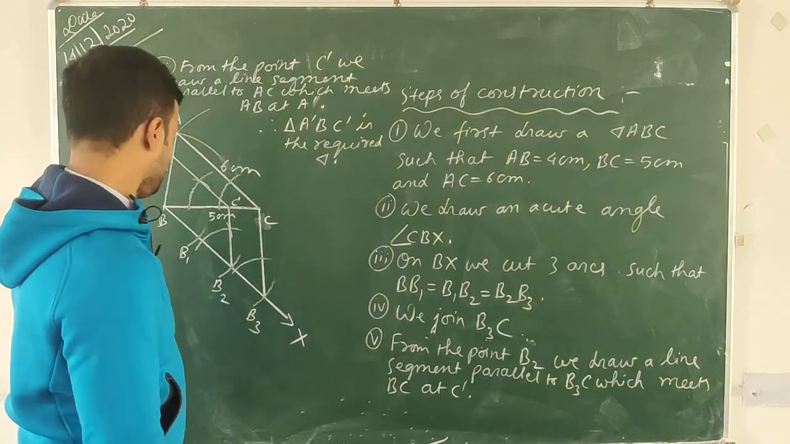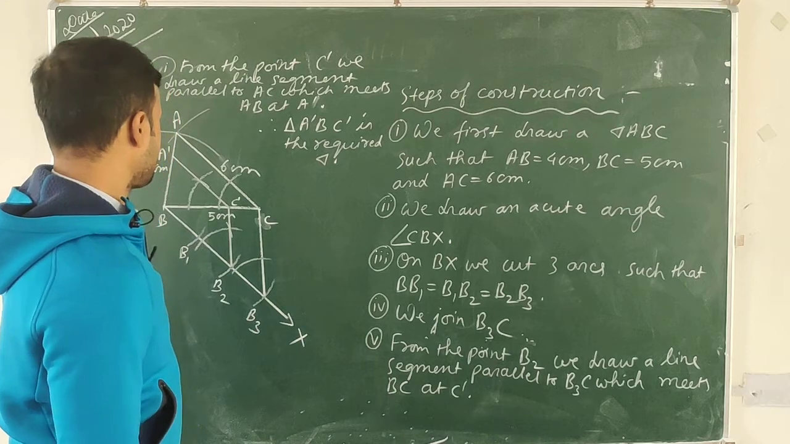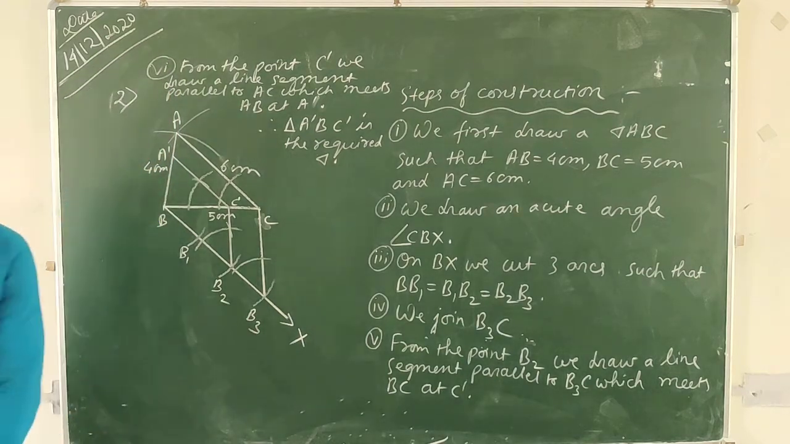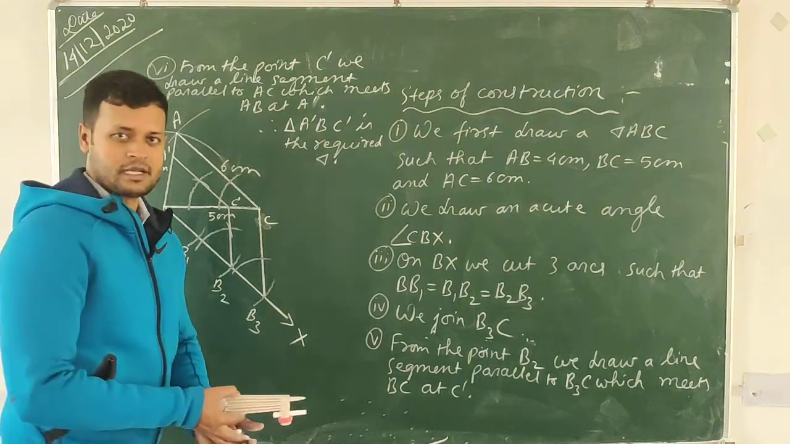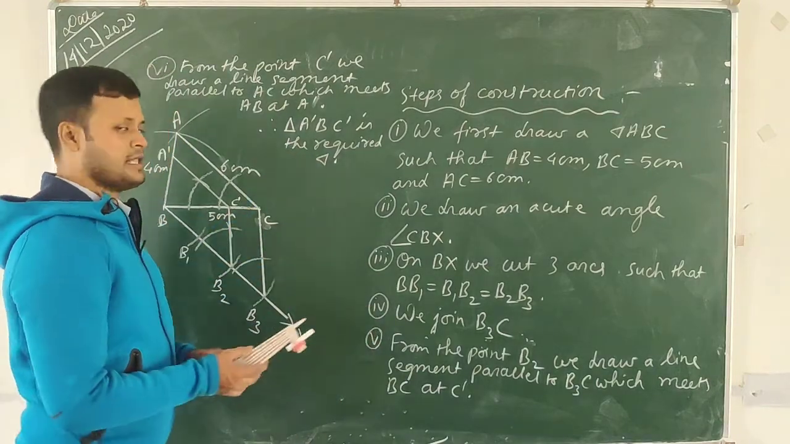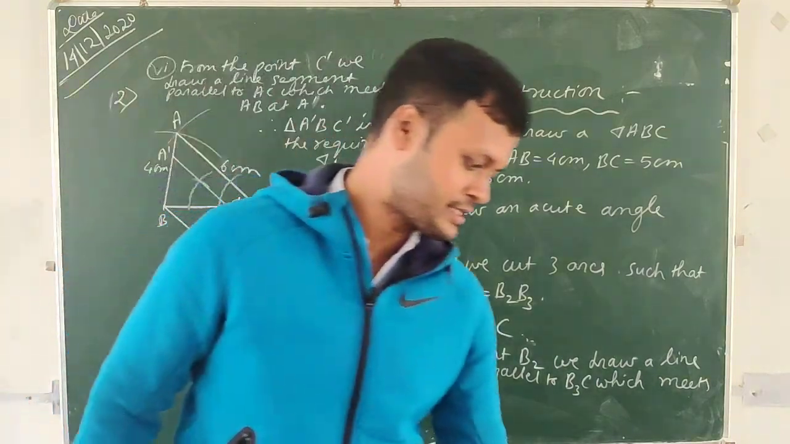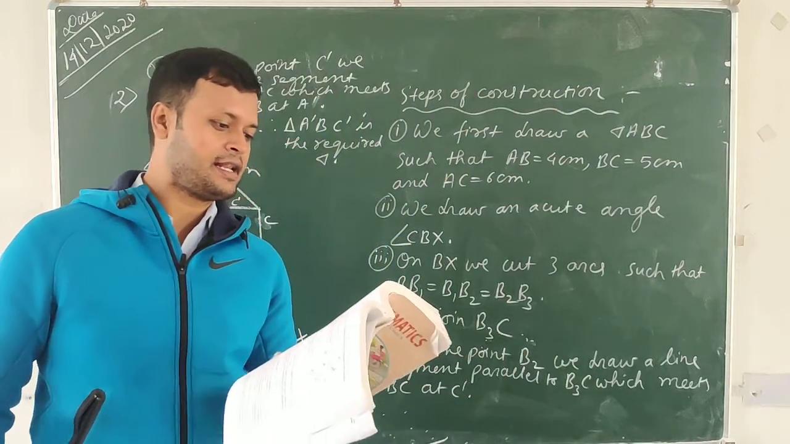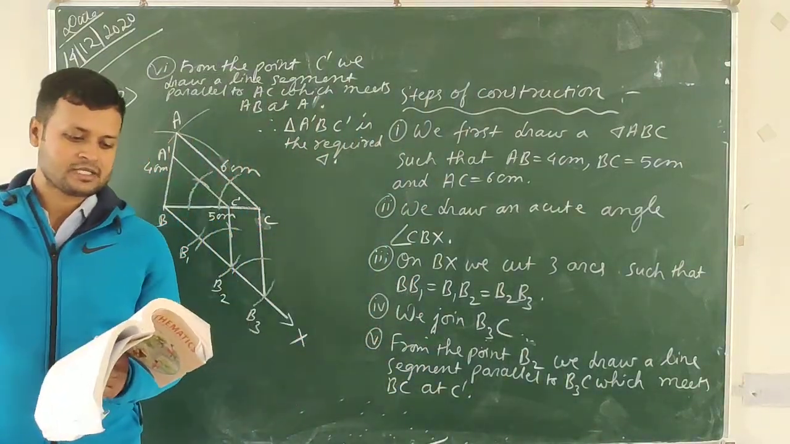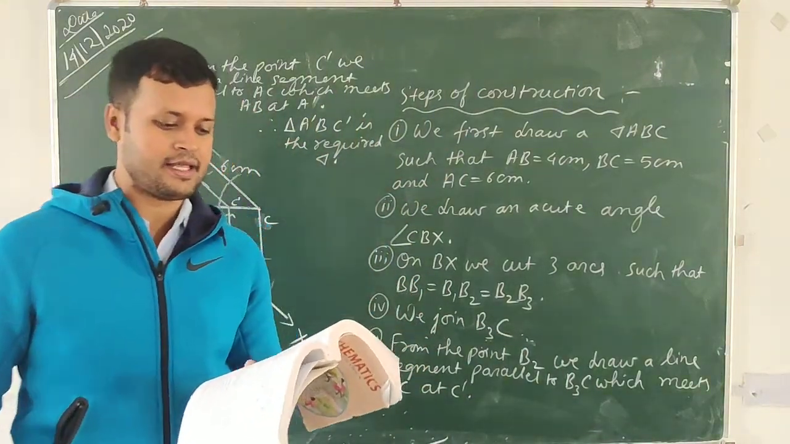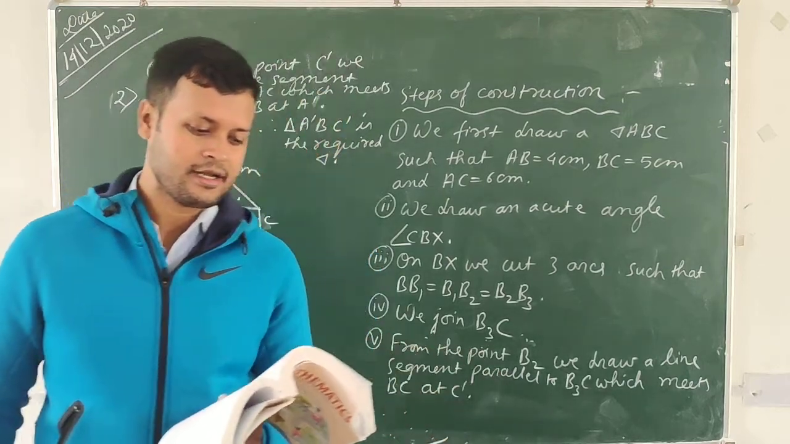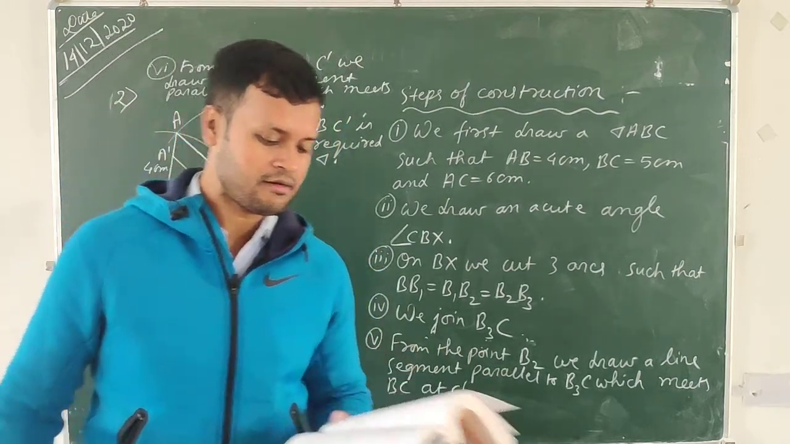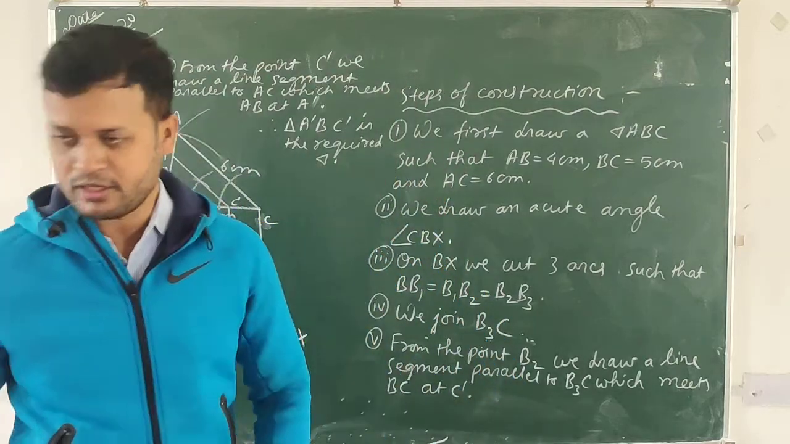Okay, so this is the sum. Let us see how we have drawn the diagram. So what is the question, students? Let us see once more. Construct a triangle of sides 4 cm, 5 cm, and 6 cm, and then a triangle similar to it whose sides are 2 by 3 of the corresponding sides of the first triangle. So first we have drawn a triangle.